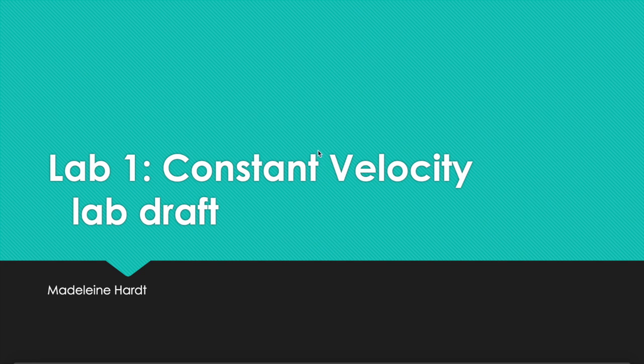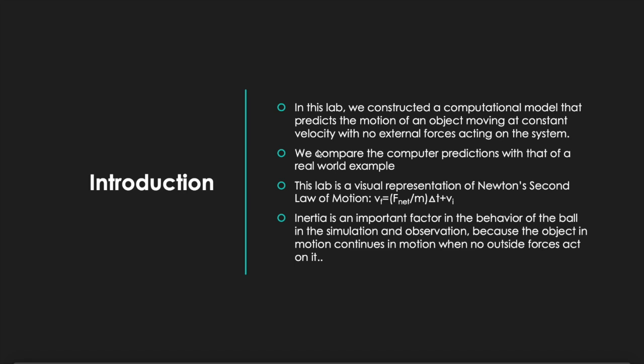In this lab, we use Python to construct a computational model that predicts the motion of an object moving at constant velocity with no external forces acting on the system. We compare the computer predictions with that of a real-world example, a rolling ball, and we set the computational model to have the same starting velocity as the velocity observed.